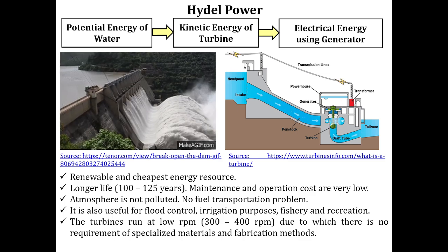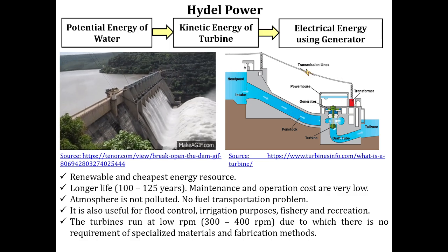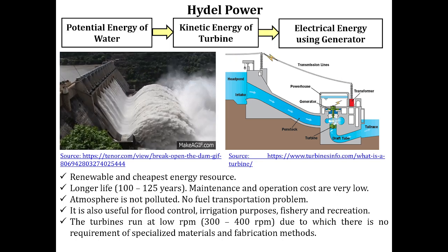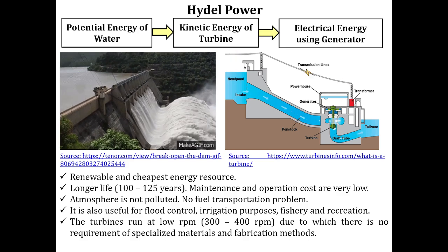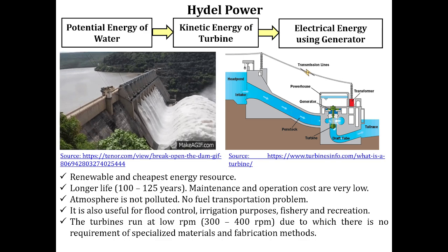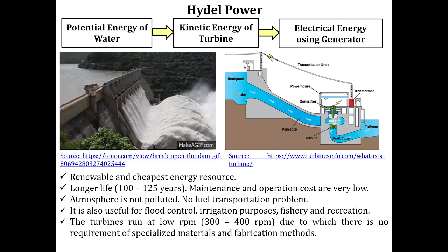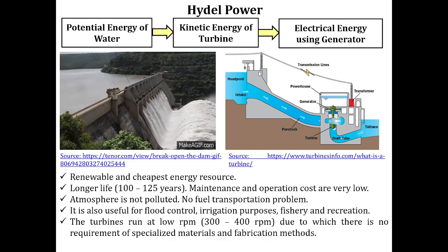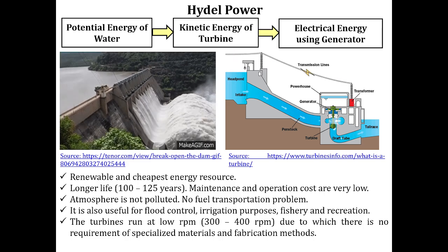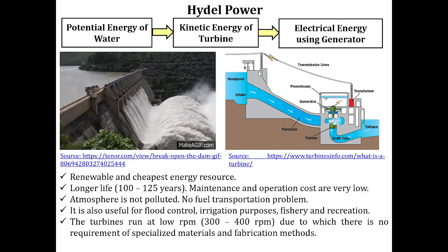The flowing water strikes or passes through the turbine and causes it to rotate. The rotating turbine drives an electrical generator. The generator then converts the mechanical energy into electrical energy. Tidal power is presented here as a renewable and economical energy resource with low operating and maintenance costs. The slide also highlights additional benefits such as flood control, irrigation, fishery, and recreation.